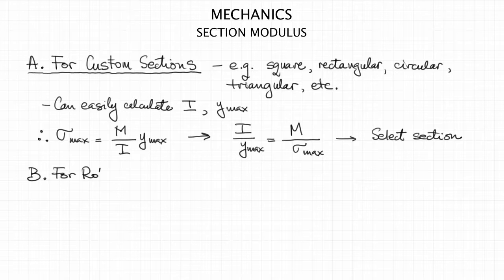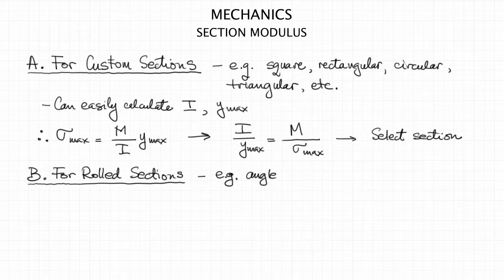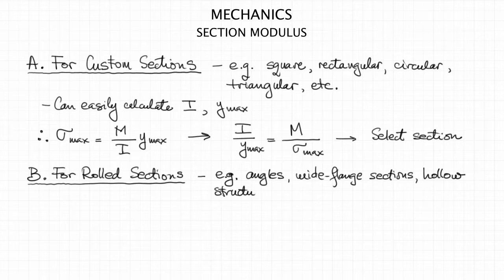The other group of sections are the so-called rolled sections, which are sections normally manufactured through a process called rolling. And we discussed that when we talked about trusses before. These sections could be angles, which we've learned about before, or other types of sections like wide flange sections, hollow structural sections, channels, and many others really.